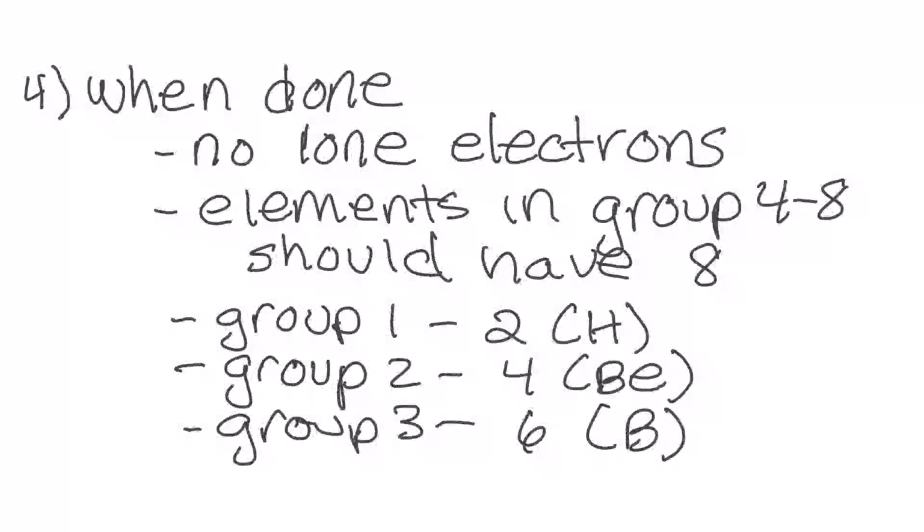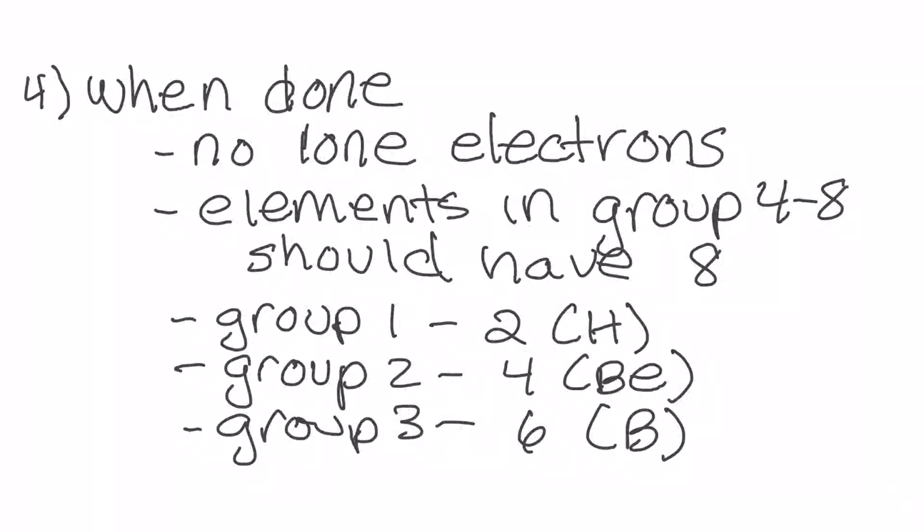And when I'm all done with my Lewis dot, I should have no lone electrons. And the elements in group 4 through 8 should have 8 dots around them. And those in group 1 should only have 2 dots around them, and that's usually a hydrogen. And those in group 2 should have 4 electrons, and those in group 3 should have 6 electrons. So that should be all review.